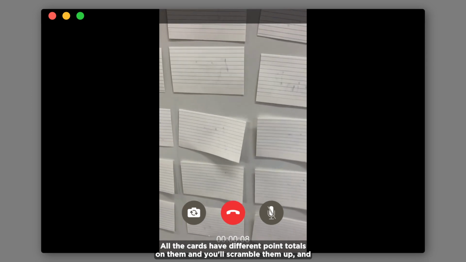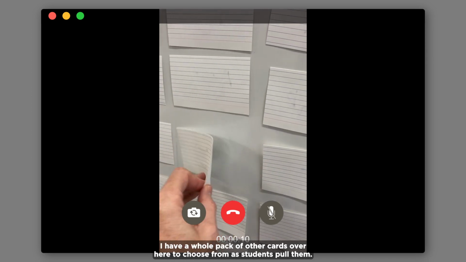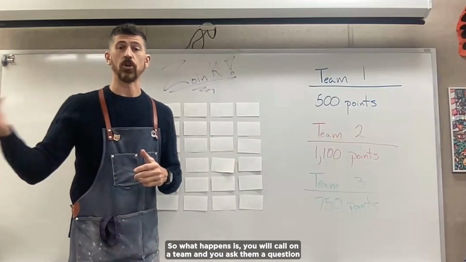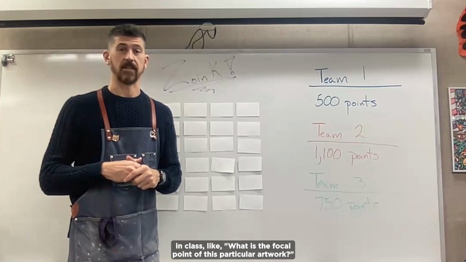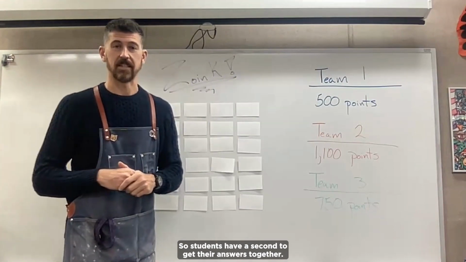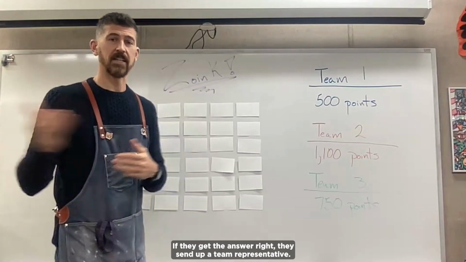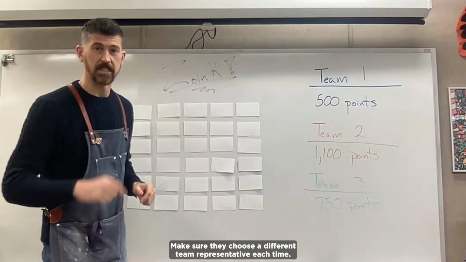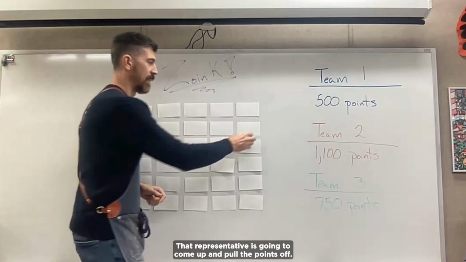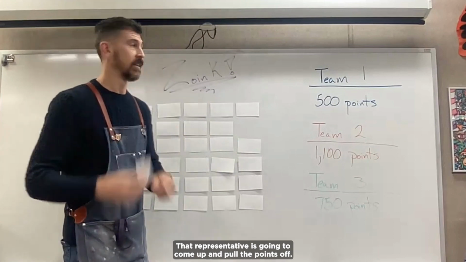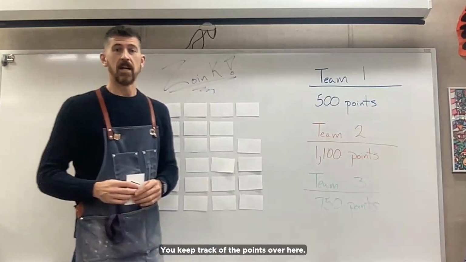And you'll scramble them up, and I have a whole pack of other cards over here to choose from as students pull them. So what happens is you will call on a team and you ask them a question in class, like, what is the focal point of this particular artwork? The students have a second to get their answers together. If they get the answer right, they send up a team representative. Make sure they choose a different team representative each time. That representative is going to come up and pull the points off. You keep track of the points over here.